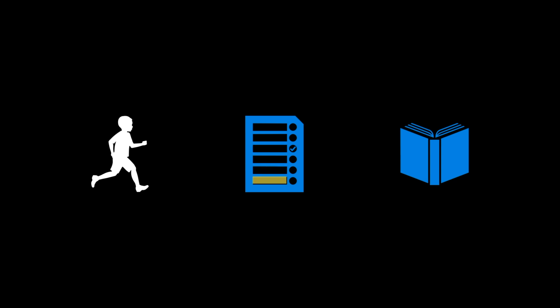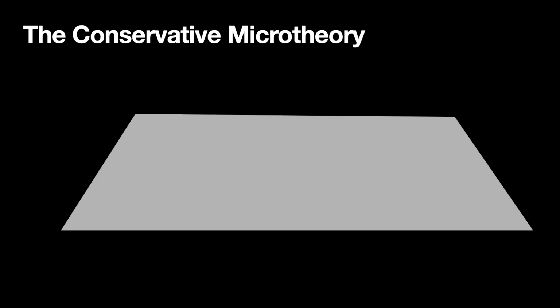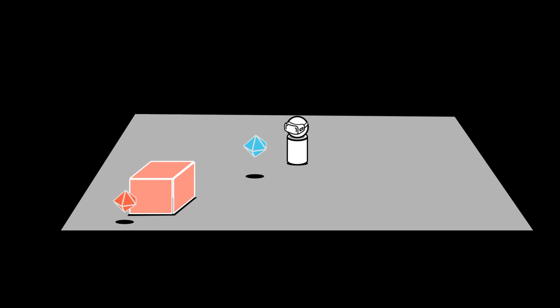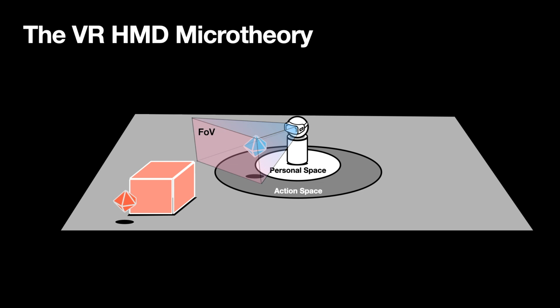We developed two microtheories. The conservative one says, the player will know about everything at their location. They see all the objects, all the properties of those objects, and all the actions that take place there. Ideal, I know, and likely very wrong, but at least we won't miss anything. The VR-specific one says, the player knows about things within their field of view, and in particular things within personal space, approximately 2 meters, and is aware of things within action space, approximately within 20 meters. Beyond that, we cannot say.